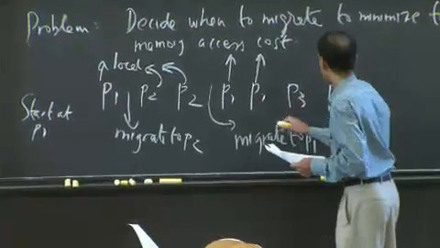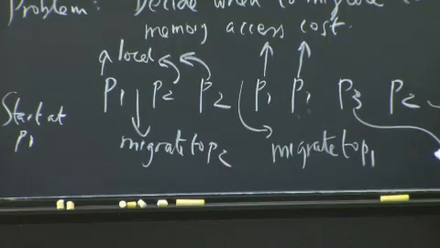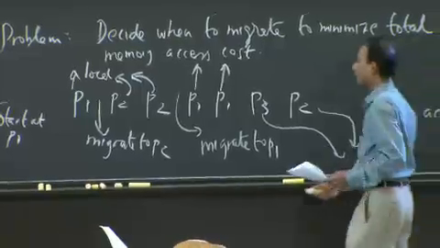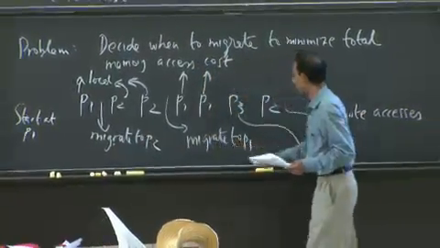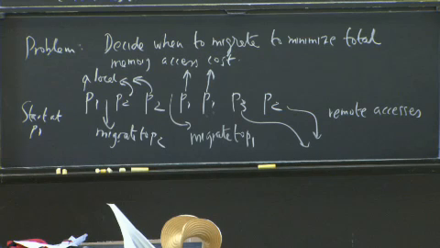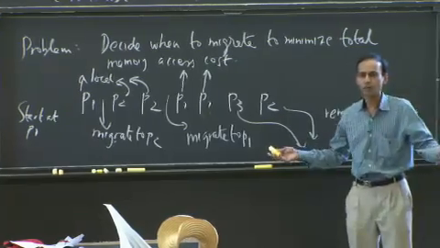And then if you just stay at P1, over here, you may end up doing remote accesses to P3 and P2, respectively. And so you have a cost of migration, and the cost of 2 remote accesses. All right? So that's the setup. How are we going to solve this problem?